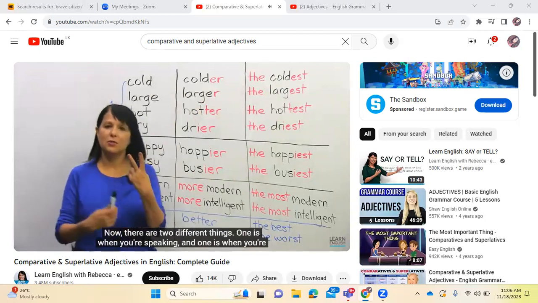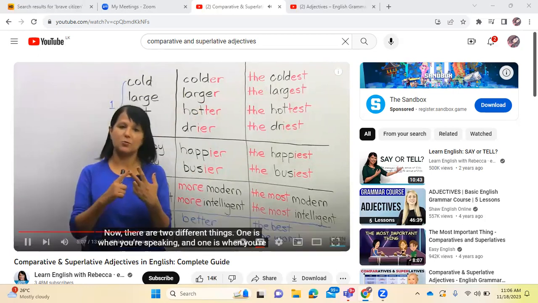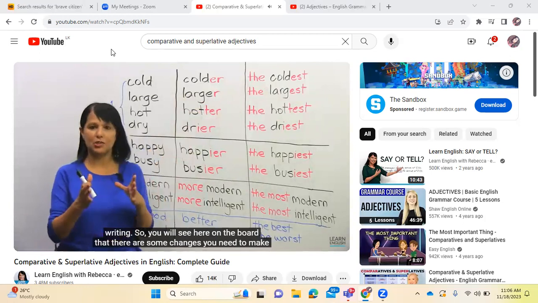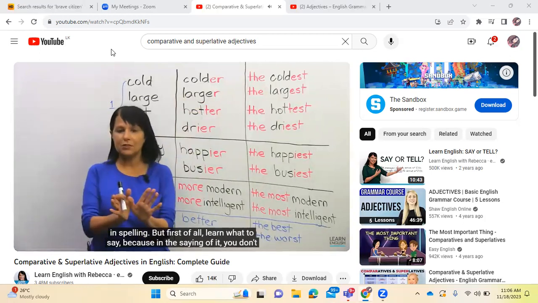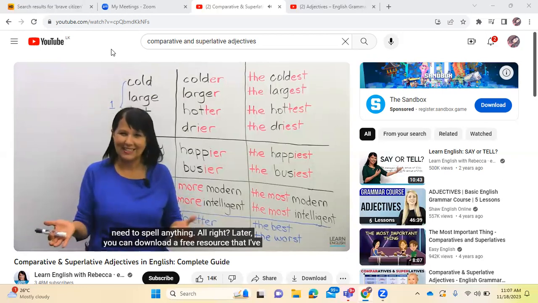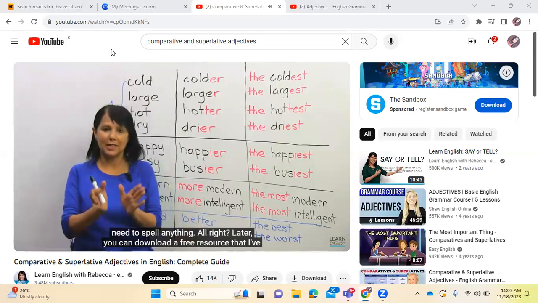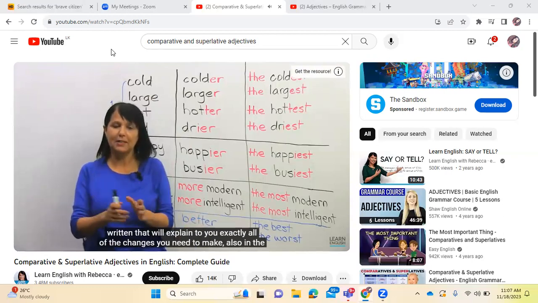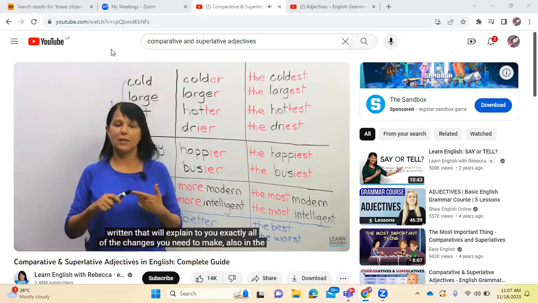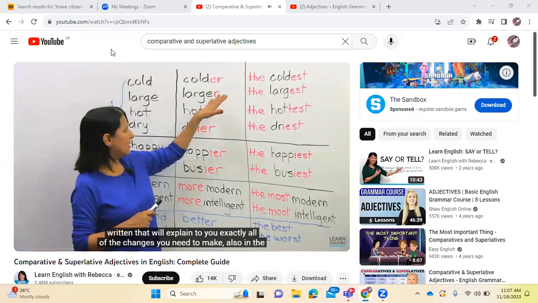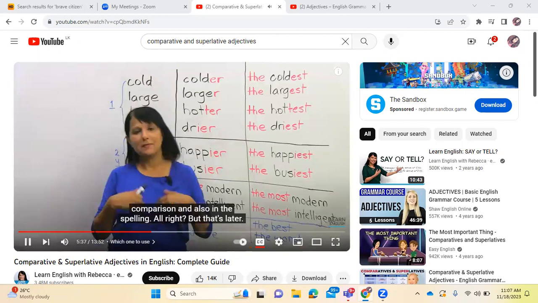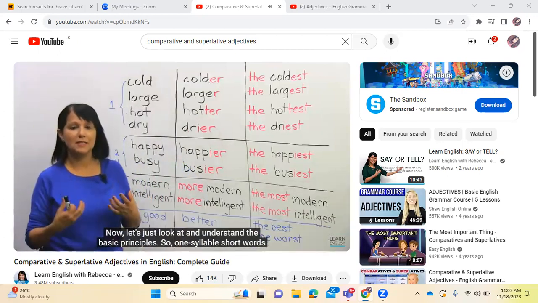Now, there are 2 different things. One is when you're speaking and one is when you're writing. So you will see here on the board that there are some changes you need to make in spelling. But first of all, learn what to say. Because in the saying of it, you don't need to spell anything. All right? Later, you can download a free resource that I've written that will explain to you exactly all of the changes you need to make, also in the comparison and also in the spelling. All right? But that's later. Now let's just look at and understand the basic principles.